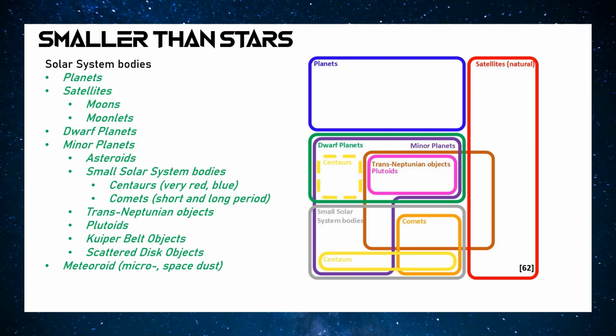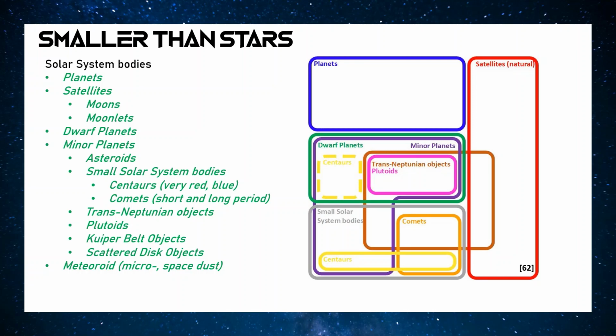Dwarf planets, minor planets, including a bunch of things like asteroids, small solar system bodies, which can be centaurs or comets, trans-Neptunian objects, Plutoids, Kuiper belt objects, scattered disk objects. Some of these things mix and match together, and then finally meteoroids. You can see this is a nice schematic of solar system bodies. You can see planets are their own thing, but then satellites can fall between multiple categories, like some trans-Neptunian objects are satellites and some aren't.